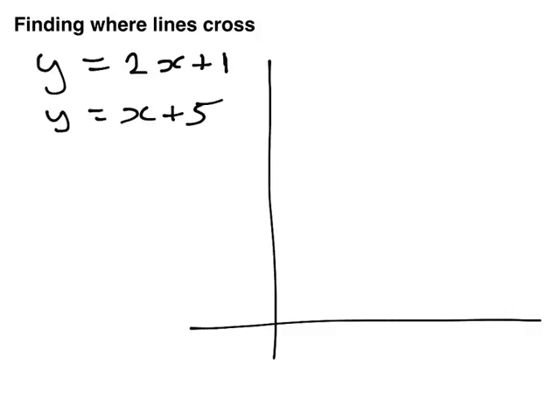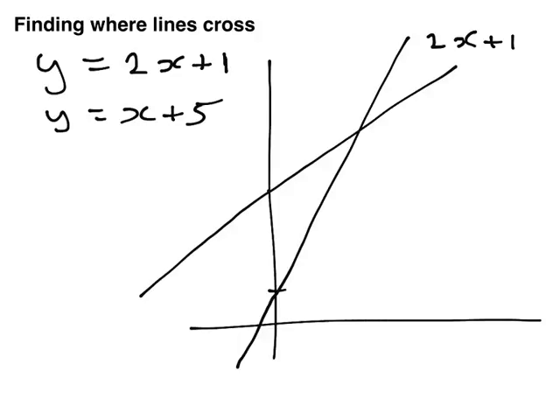The first one, y equals 2x plus 1, cuts at the point y equals 1, and it's got quite a steep gradient of 2, so that probably looks a bit like that. That's my 2x plus 1 there. The other one goes through at plus 5 and is not quite so steep, so it's probably going to be a bit like that, and that's my line x plus 5, and that there is the point of intersection.